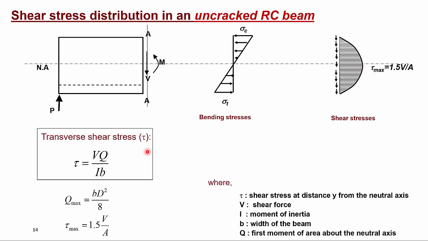The transverse shear stress, as we know, is given by tau equals VQ over IB, where V is the shear force acting at that section, Q is the first moment of area about the neutral axis, I is the moment of inertia, and B is the width of the beam. Q, the first moment of area, is maximum at the middle of the beam, and is given by BD squared by 8. So if we plug the maximum Q into the shear equation, we get the maximum shear stress in the middle of the beam as 1.5 times V, the shear force, divided by the cross-section area A.